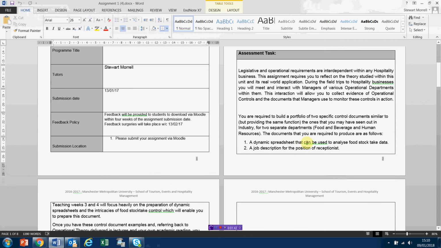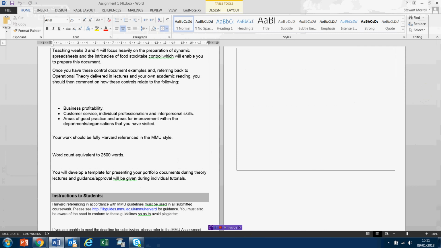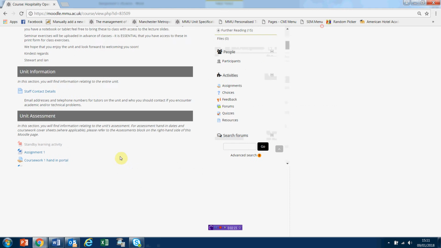Number 1 is a dynamic spreadsheet that can be used to analyse food stock take data. I know that pretty much all of you will already have that because we completed that in class. We had nearly 12 hours of instruction for that on the mechanics of an Excel spreadsheet and the reasons behind it and why we used it for a food stock take. The second one is a job description for the position of receptionist. Now, I also know that you've got that information and you've got a pro forma for a job description because that's what you went through with Martin Hilton. I'll just write where those are.